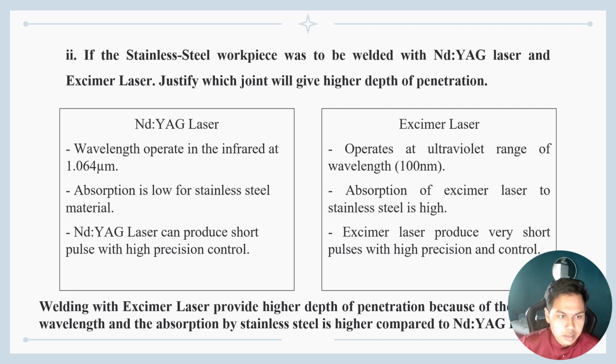Excimer laser operates in the ultraviolet range of wavelength at 100 nanometer. Absorption of excimer laser to stainless steel is high. Excimer laser produces very short pulses with high precision and control. So we can conclude that excimer laser will have higher depth of penetration because the absorption of excimer laser to stainless steel is high and the pulse is very short, so it can cut continuously.